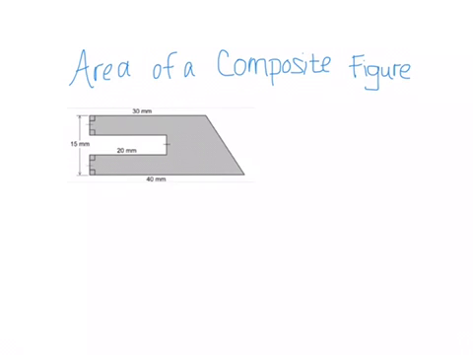Now, there are other ways to solve this. I could take each shape that is shaded and find the area individually. Notice I would have 1, 2, 3, 4 different shapes. That's another way I could solve this. If I did that, which I'm not going to work out for you right now, the goal would be that I would get the same total area of 425 millimeters squared.